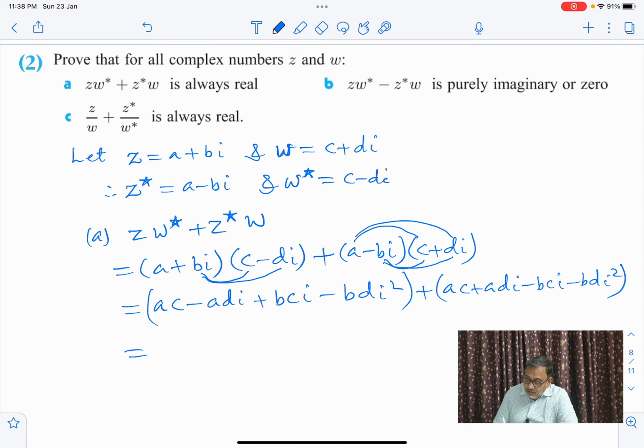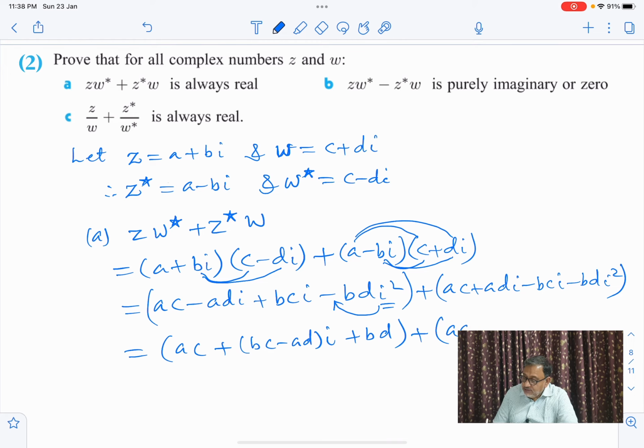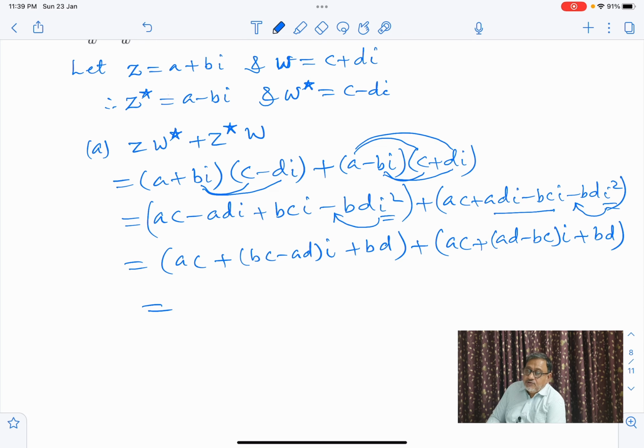Okay, so now AC plus BC minus AD, I will write together i, and this is going to be minus 1. So minus 1 into minus will be plus BD, plus AC, and these two together I will write AD minus BC bracket into i, and this is minus 1. Minus 1 into minus will be plus BD. Okay. So now I will simplify all of them together.